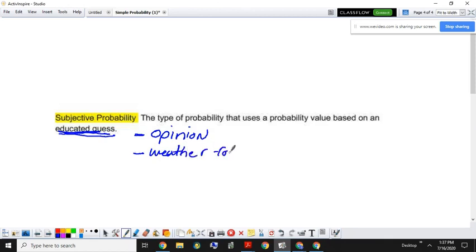Weather forecasting is subjective. You look at your data and your charts and you say, oh, I think there's a 40% chance of rain. It's still a percent chance, but it's not our rules of probability. Another example is the probability you think of your team winning. You may look at where you're playing and say, oh, there's an 80% chance of that team winning. That's still subjective probability. It's not using the laws of probability to calculate it. So any kind of opinion or educated guess is subjective probability.